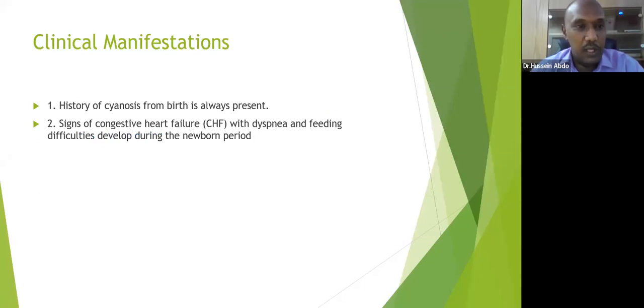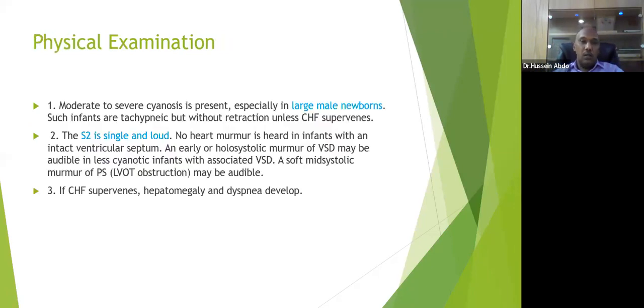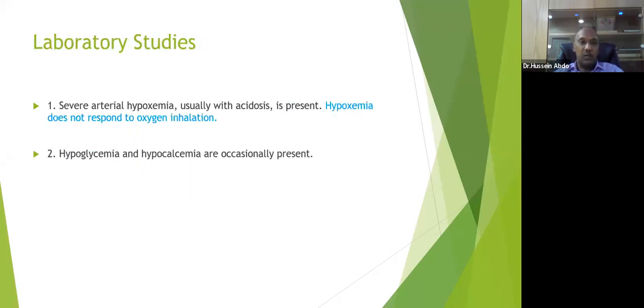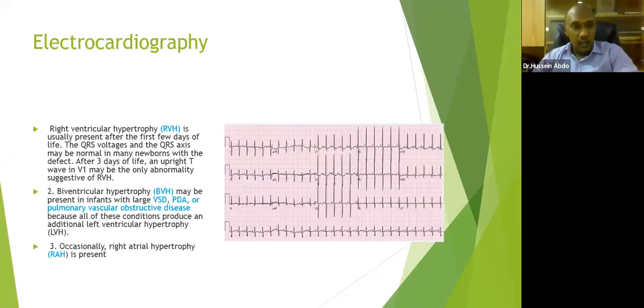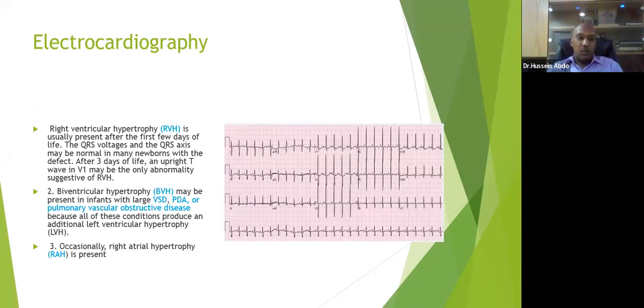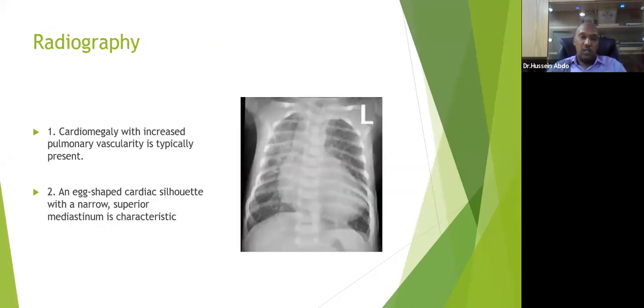We resume our presentation. As we mentioned, history is very important in TGA patients. As we mentioned, they are male and large patients. They have a single second heart sound. They present with severe hypoxemia, and sometimes they might have hypoglycemia. ECG will show right ventricular hypertrophy, and sometimes you might find biventricular hypertrophy if they have a large VSD and PDA, and the pulmonary vascular system is congested. So the left side will be dilated, and you might see left heart dilatation at the same time and left ventricular hypertrophy.